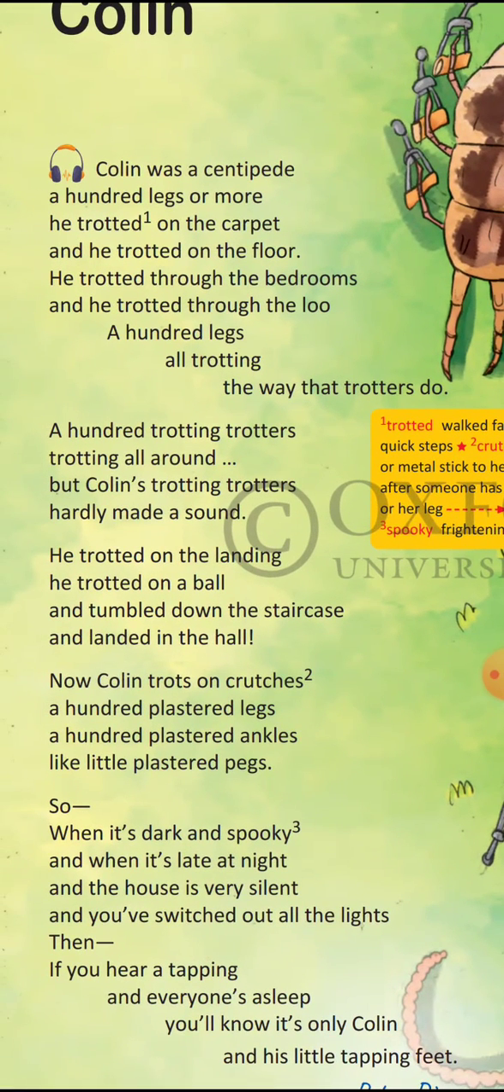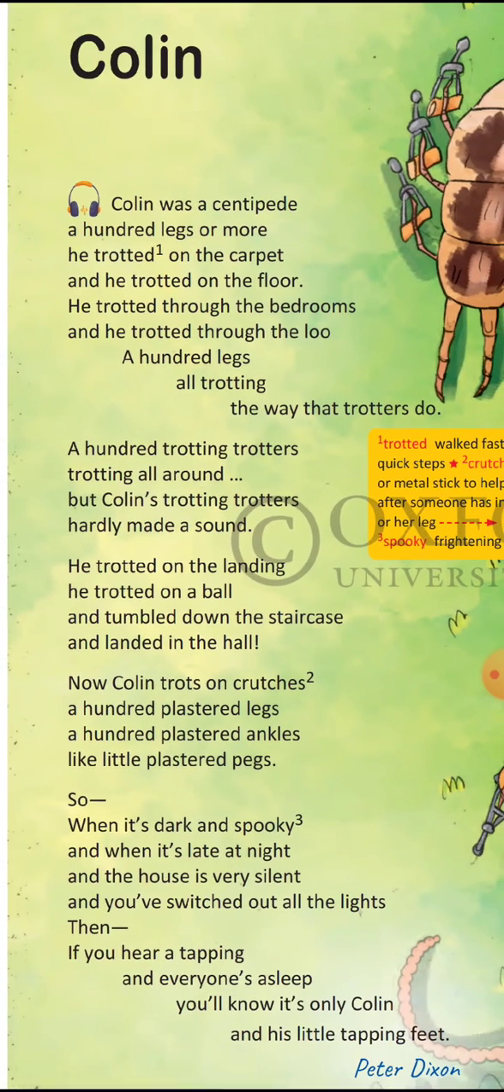Colin was a centipede, 100 legs or more. He trotted on the carpet and he trotted on the floor. He trotted through the bedrooms and he trotted through the loo. 100 legs all trotting the way the trotters do.